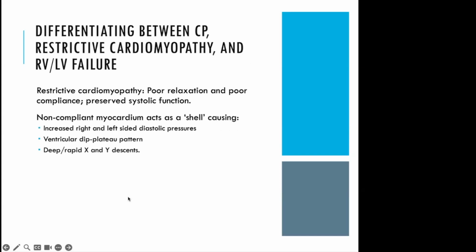Next, we'll talk about differentiating constrictive pericarditis from restrictive cardiomyopathy and ventricular failure. With restrictive cardiomyopathy, there's poor relaxation and poor compliance, but preserved systolic function. The non-compliant myocardium acts as a shell that causes the same increased right and left diastolic pressures.